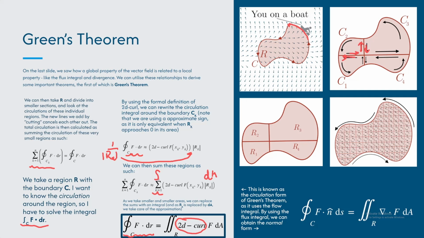This is called the circulation form. So it's a flow integral. But we can use a flux integral with the same kind of technique, the same sort of thought process, and we get this result, which is very similar. It's just that now we're looking at how much stuff is coming out, and therefore we use divergence instead of curl. That's known as the circulation form of Green's theorem. This is known as the flux, the normal form of Green's theorem. Both are called Green's theorem, which is confusing because this is just a 2D situation.